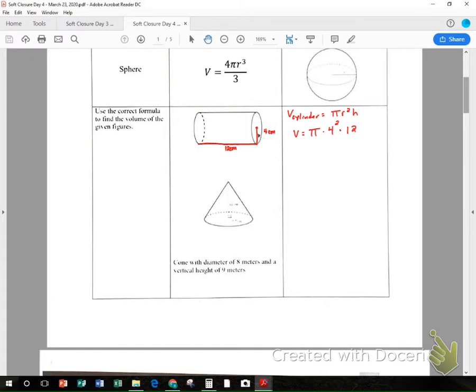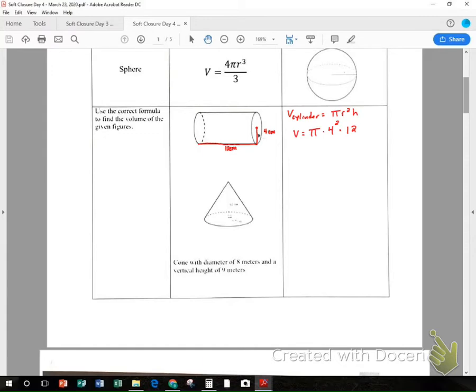Pi times 4 squared times 12. Boom. What the? No. That's not right. Pi times 4 squared times 12 equals. This calculator's jacked up. Hang on, I gotta pause for a second.